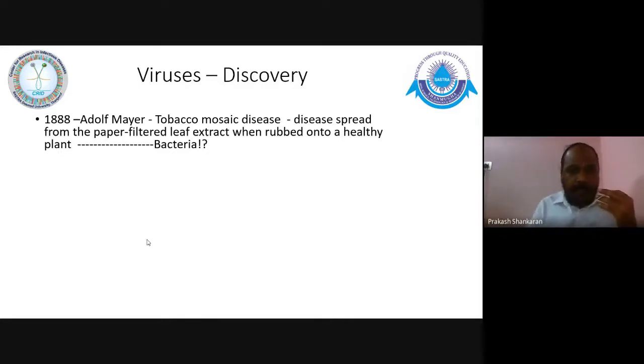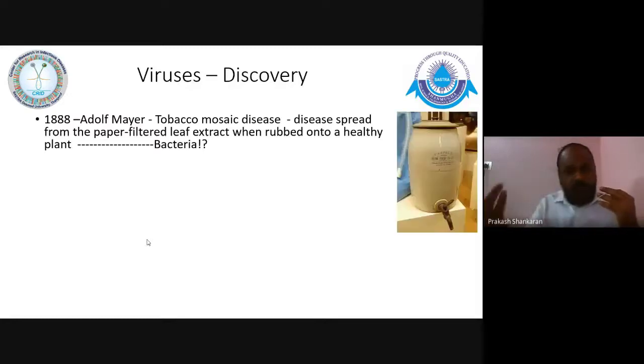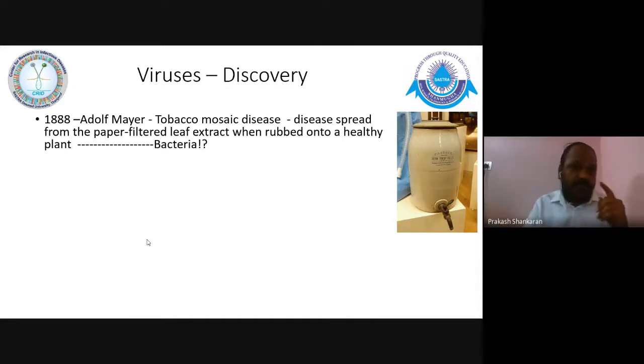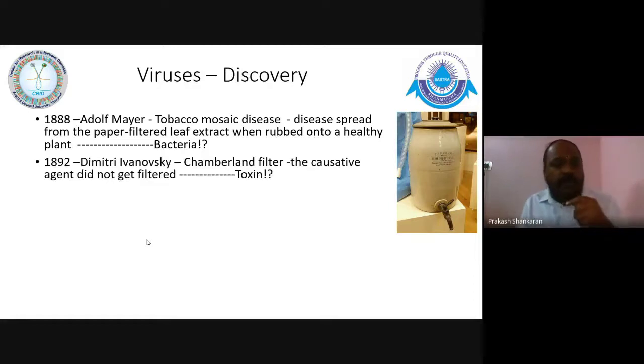He saw that, but he thought that it could probably be bacteria, because there was knowledge about bacteria at that time. So he thought that it is bacteria. He just filtered that extract of leaf with normal paper, and then he spread it on other leaves, and they developed the disease. So he simply thought it could be bacteria. But he was the first one to observe that.